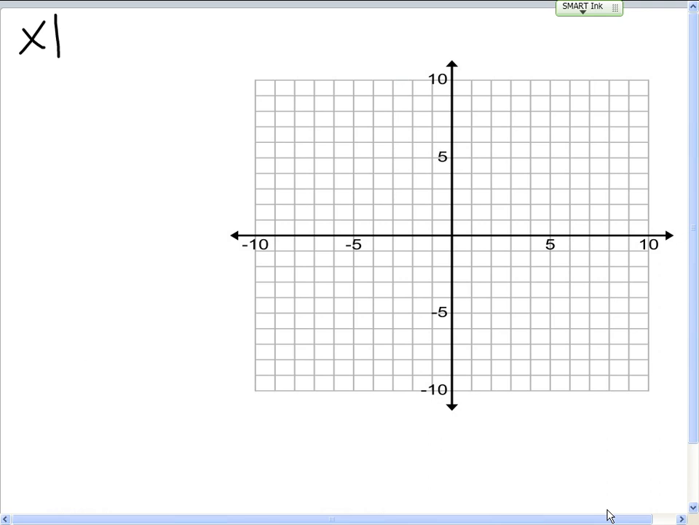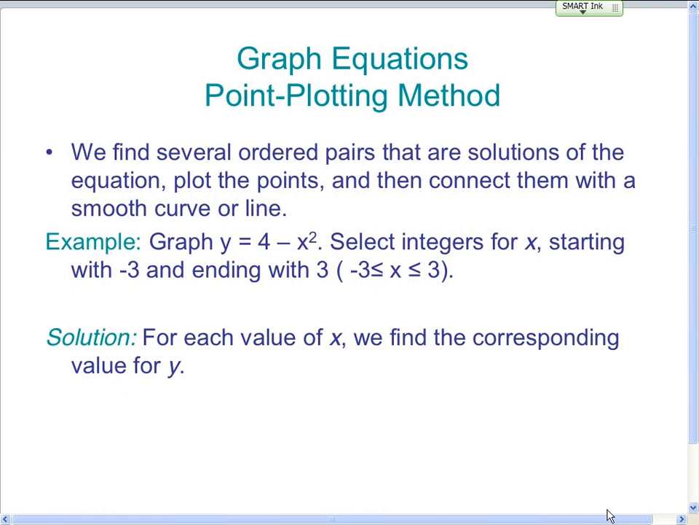When you do a table of values, you are going to start your x value with negative 3, and you have to go all the way up to positive 3 with all the numbers in between. So negative 2, negative 1, 0, 1, 2, and 3. Yes, you do have to plug in all of those numbers to get your y values so that you end up with 7 points. Our equation is y equals 4 minus x squared.